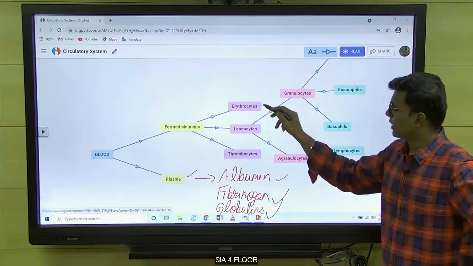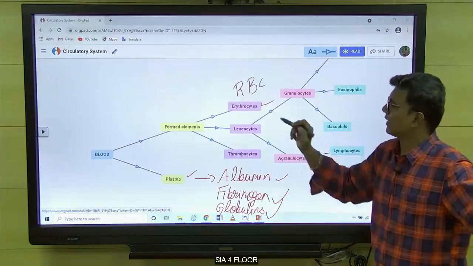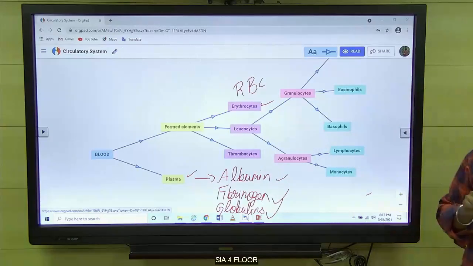Good. And erythrocytes, they are red blood cells, also called as RBC. It has iron inside that carries oxygen. And leukocytes, they are called as police force of the body. White blood cells, they're called as police force of the body because they help us to fight infections.